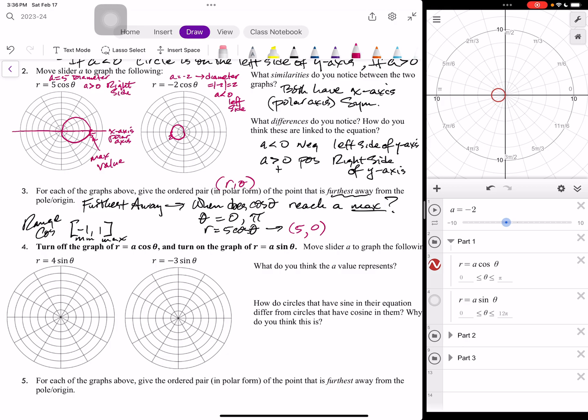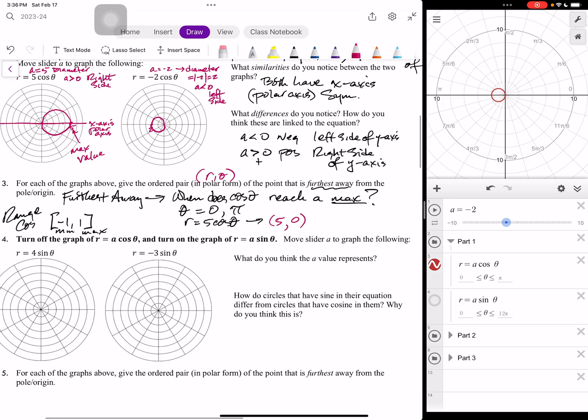And how about the other function right here? The other function was r is equal to -2 cosine theta. If you put in 0 for theta here, cosine of 0 is 1 times -2 is -2. So you get -2 comma 0 for polar form.